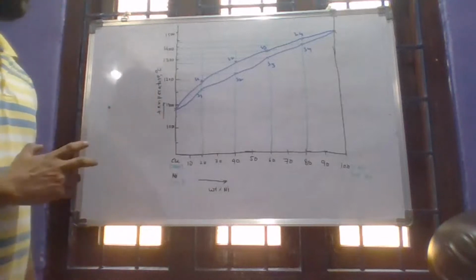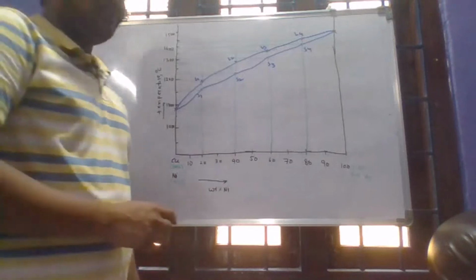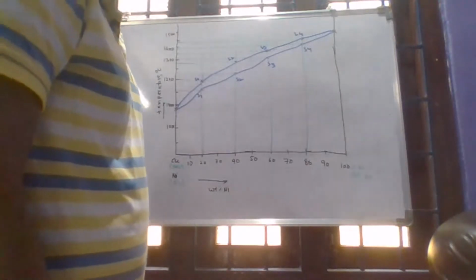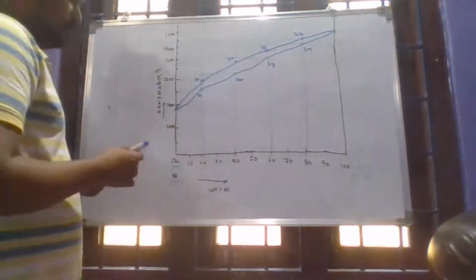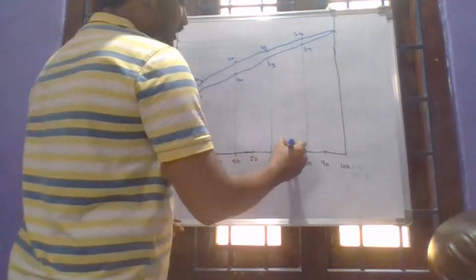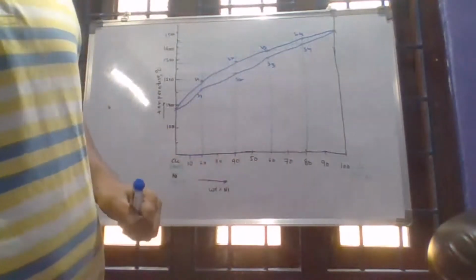And to answer the following, that is the first one, answer the following for 70% nickel. So at 70% nickel, now let us take the 70% nickel.